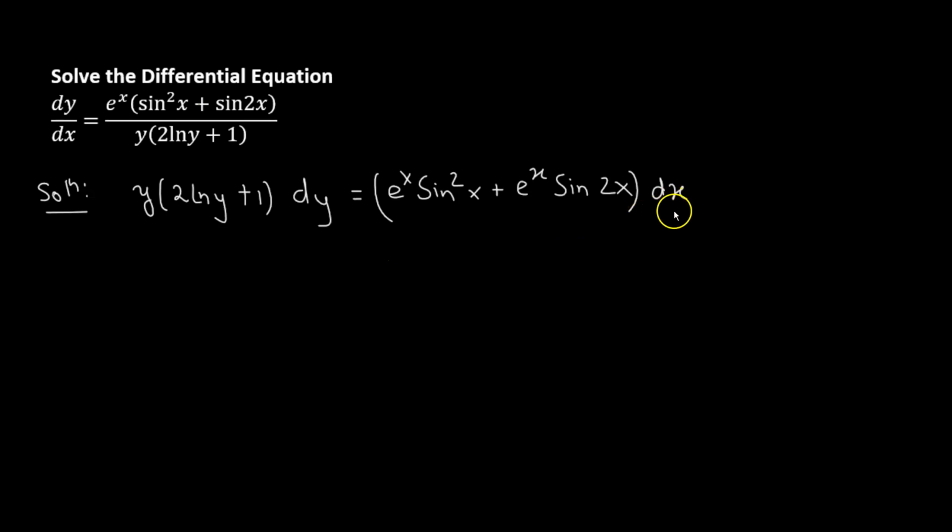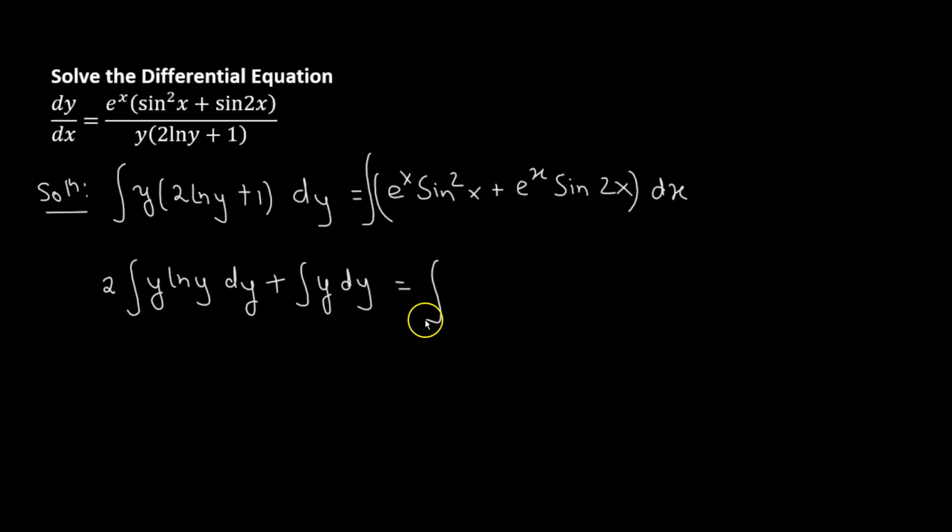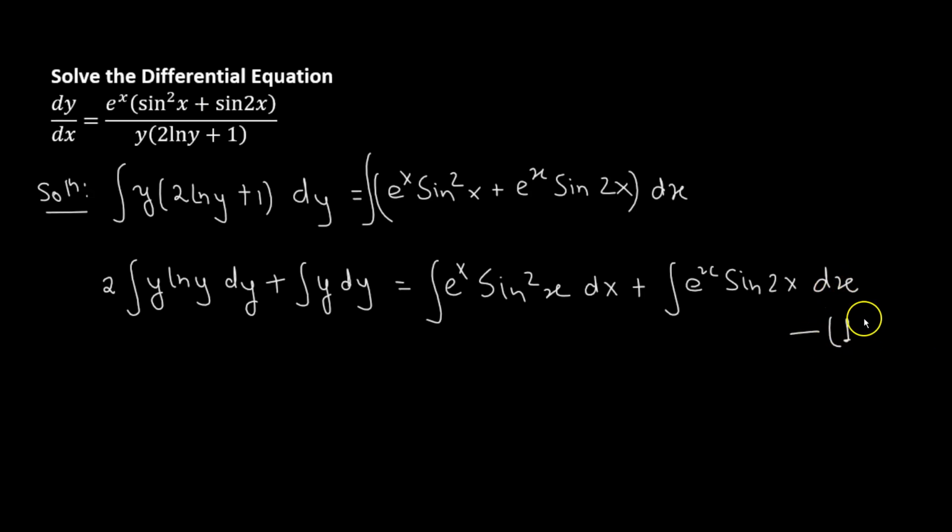So since the coefficient of dx is a function of x and that of dy is a function of y, we can now integrate both sides. Let's do that. So the first integral will be 2 times integration y log y dy plus integration y dy equals integration e raised to the power of x sine squared x dx plus integration e raised to the power of x sine 2x dx. So let's label this as number 1.